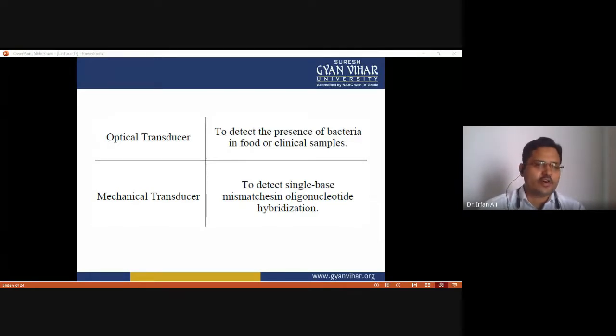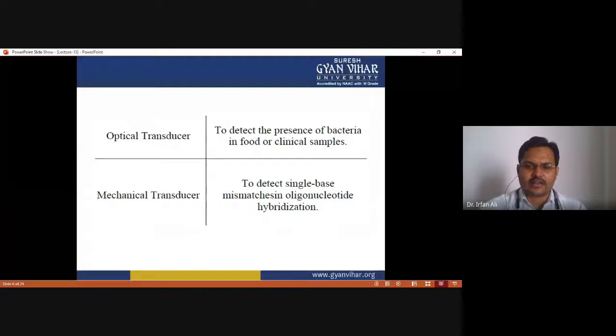Another one is the optical transducer, which can be used for detecting the presence of bacteria in food or milk samples, so that contaminated food or any sample can be identified. And the mechanical transducer.